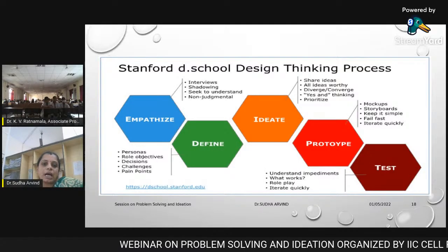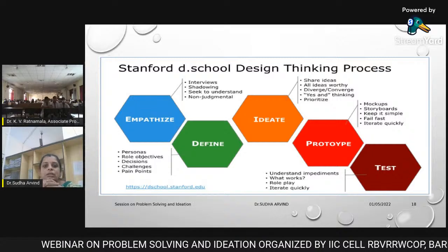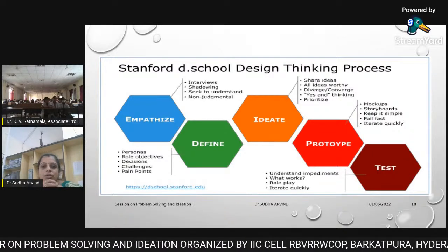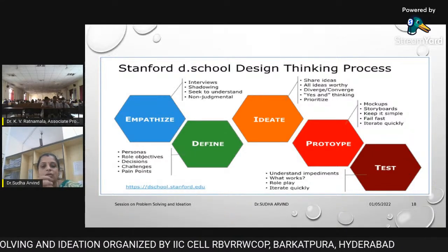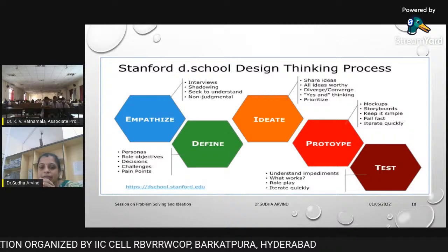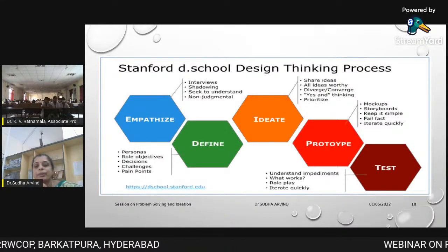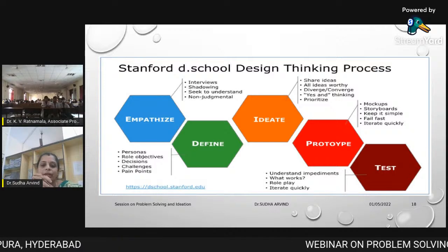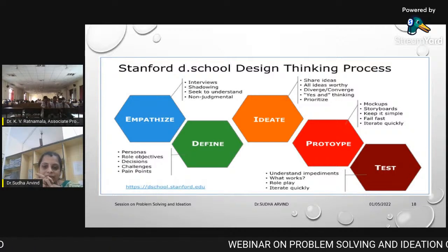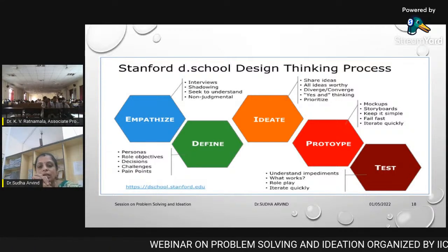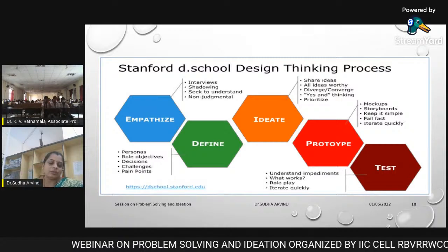Okay. Now, as per the Stanford d.school, here is the definition of design thinking. As already declared, this is a standard way of defining the design thinking process. Regarding the outcome you are going to get, or the objectives of this webinar or session, definitely you should know what design thinking is.